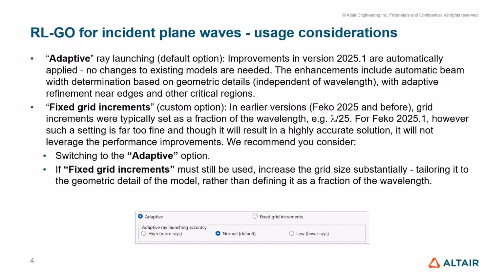FICO now defaults to adaptive ray launching. This method determines the ray beam width based on the geometry rather than using a fixed grid based on wavelength. In the previous versions, which is FICO 2025 and before, a fixed grid was used, which was completely based on the wavelength. But with the new version, it is now based on the geometry. No user changes are required to enable the adaptive mode. Existing models will benefit automatically, without making any changes.